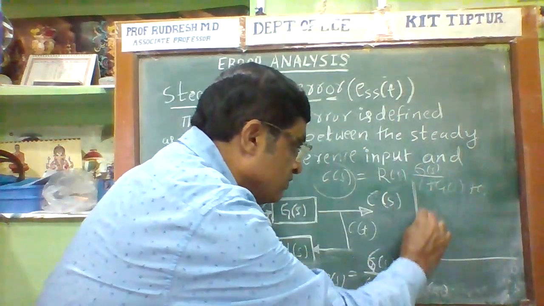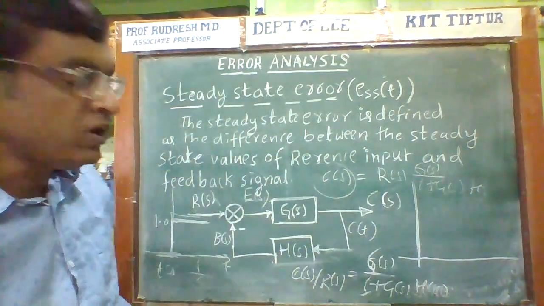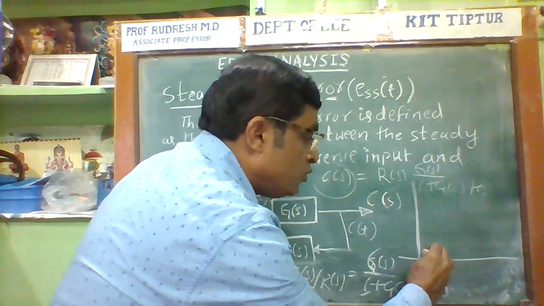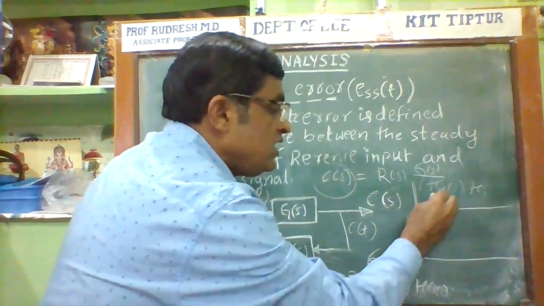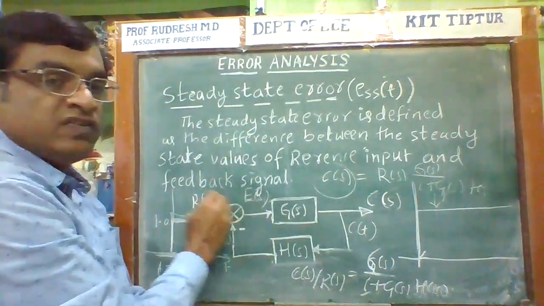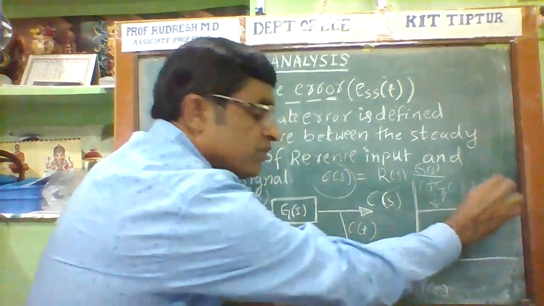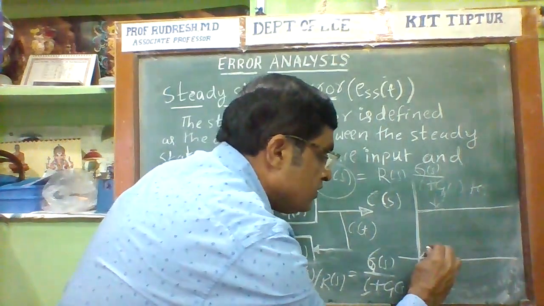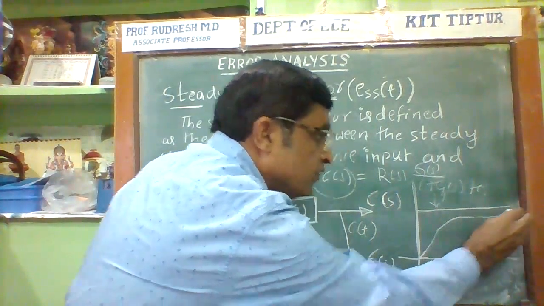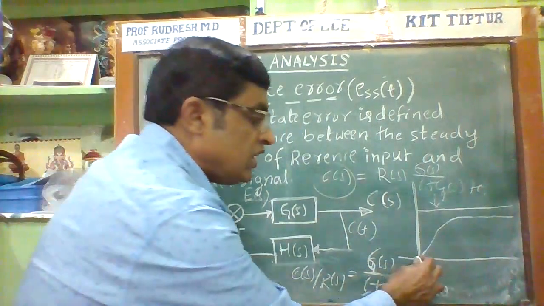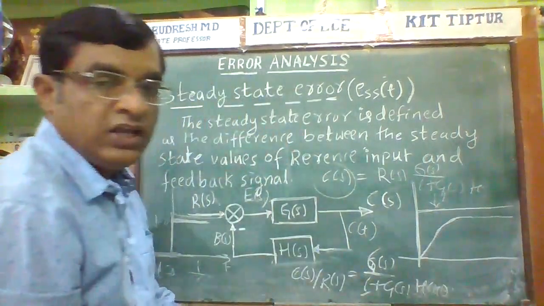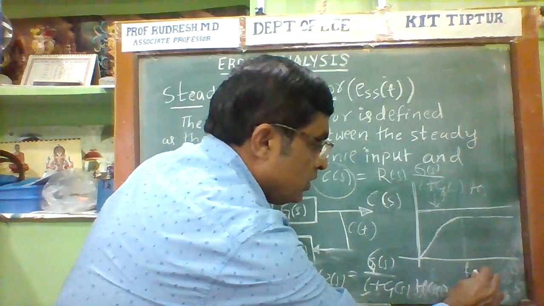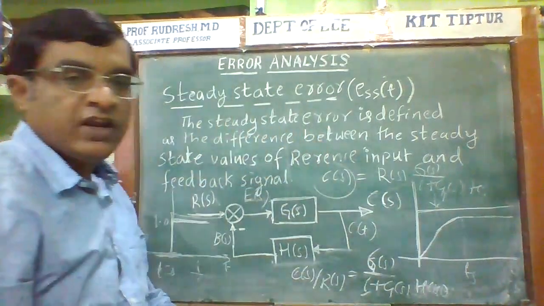Why I'm stressing this is that C of t contains two parts. If I input the step signal, this is the shape of the input. I expect the same output, that the output is the same as the input, but the output is not the same. Initially it increases exponentially, and after reaching a certain time Ts, it becomes constant.